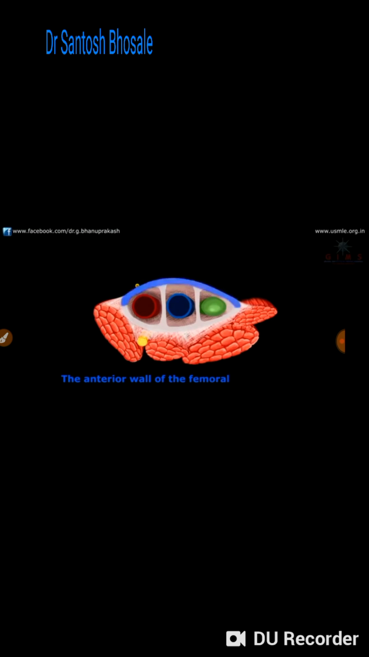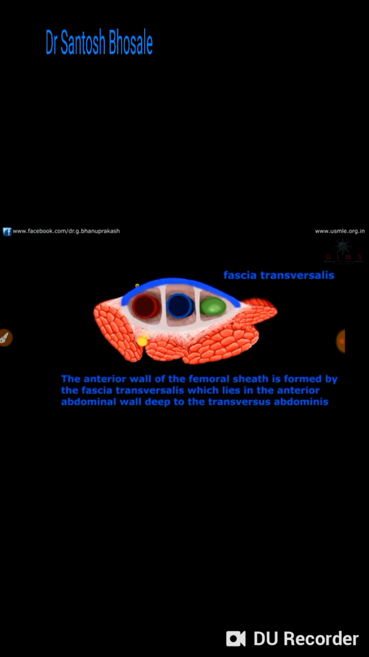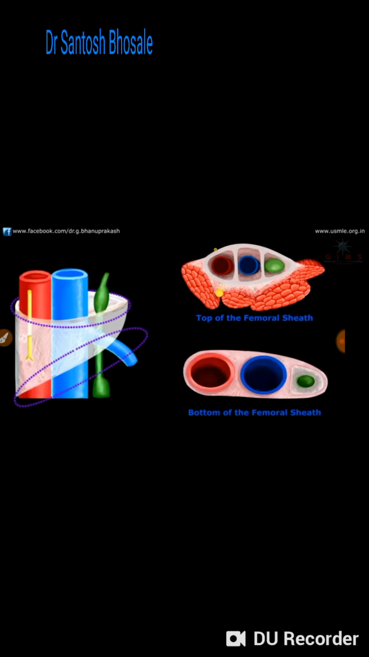The anterior part is formed by fascia transversalis, whereas the posterior wall is formed by fascia iliaca. You can see there, the posterior wall is formed by fascia iliaca covering the iliacus muscle, and you can see it is divided into 3 compartments by 2 septae.